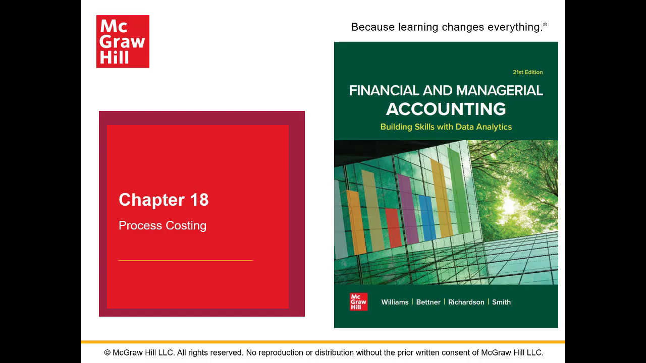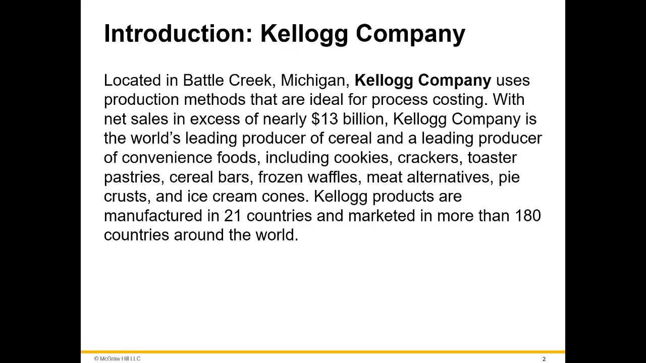This is chapter 18, where we're going to discuss process costing. An example of process costing is providing costs for items that are very similar, that don't have a lot of differences between them. So imagine Kellogg, who makes cookies, crackers, toaster pastries, cereal bars, etc. And you can see how these are nearly identical items that don't require a job cost sheet for each individual one.